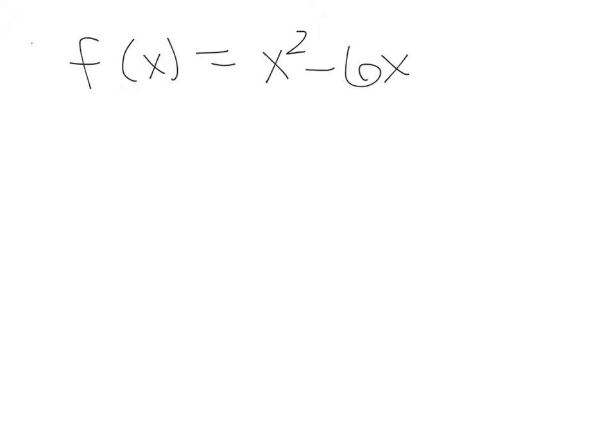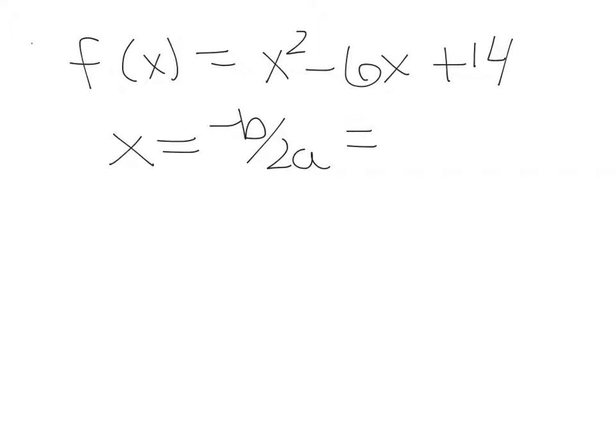f of x equals x squared minus 6x plus 14. To do that, you can use the formula x equals the opposite of b over 2a. In our case, the opposite of negative 6 is 6 over 2 times 1. So that means the x part of my vertex is going to be 3. So answer choices C and D are now eliminated.